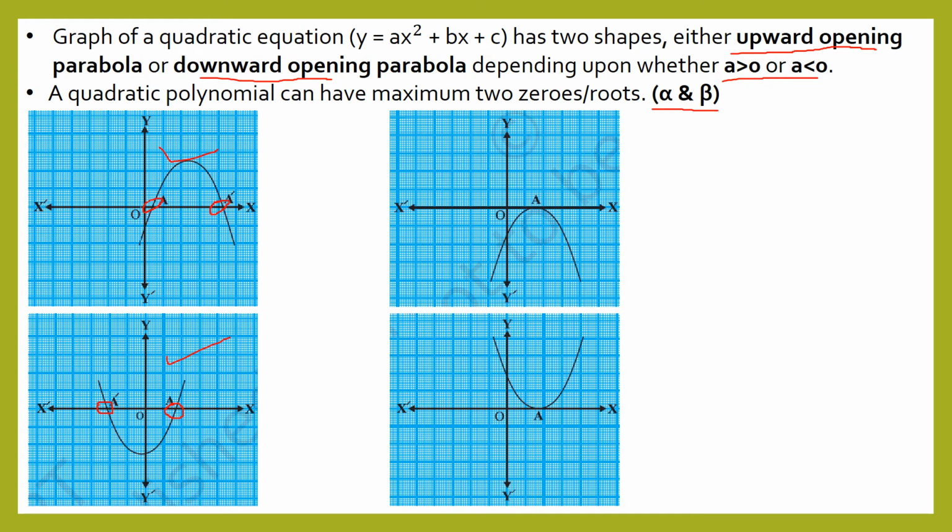Now let us look at these curves. Here the parabola is downward opening and it touches the horizontal axis at just one point, that is a. So it has just 1 zero and the value of a is negative. For the second case, it has an upward opening parabola, so the value of a is positive, and because it touches the horizontal axis at just one point, it will have just 1 zero.